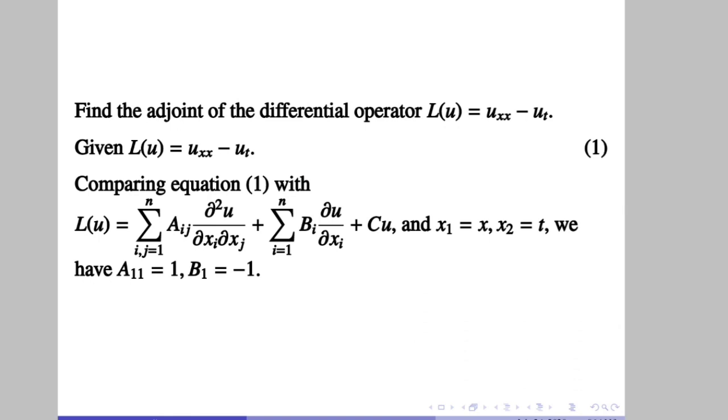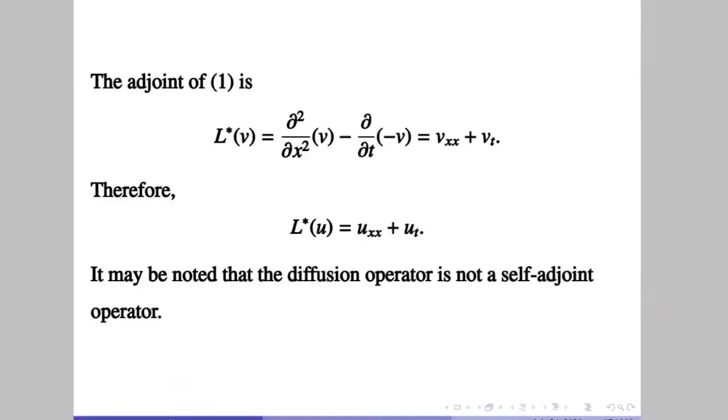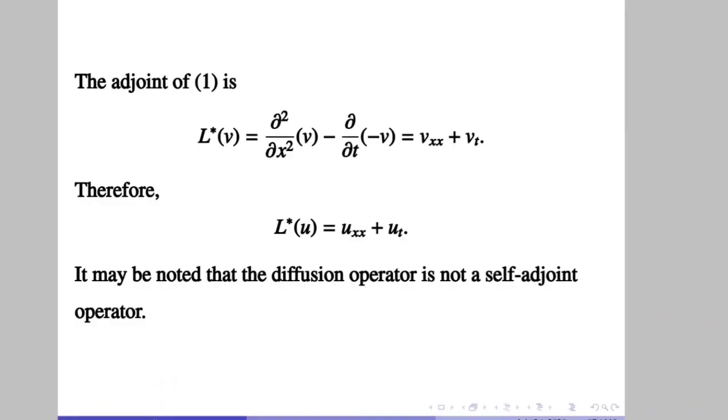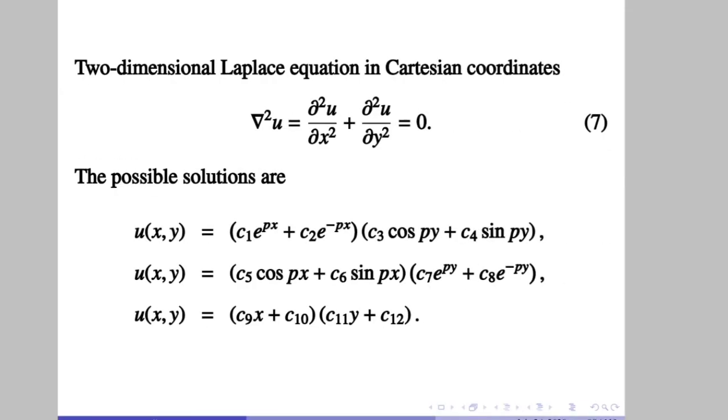Similarly, we find the adjoint operator for the heat equation, ut is equal to uxx. We get the adjoint operator as uxx plus ut. It is not self-adjoint.